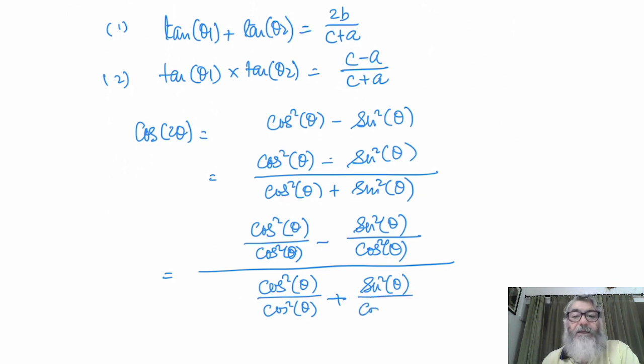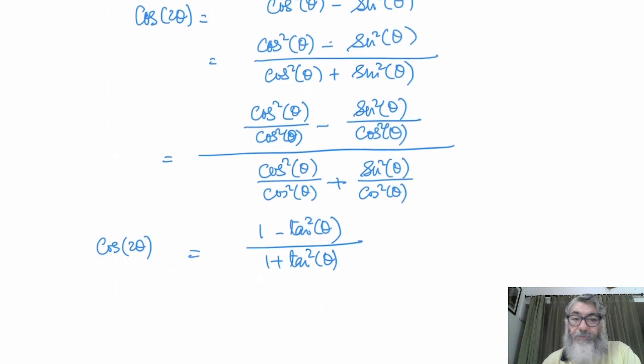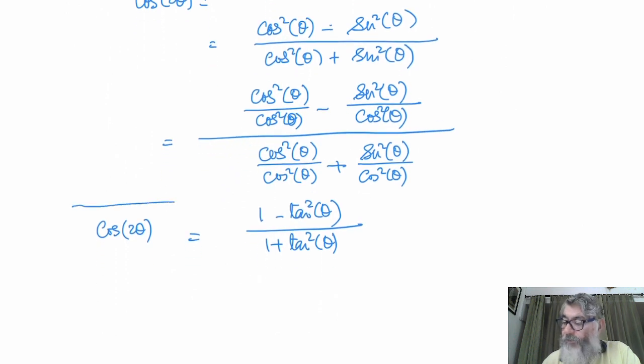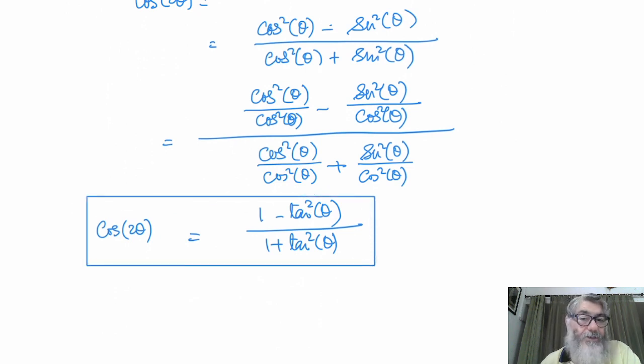So what will I get? In the numerator, cos square theta divided by cos square theta will give me 1, so 1 minus tan square theta. And in the denominator, I'll get 1 plus tan square theta. So actually, it is a method of expressing cos 2 theta in terms of tan theta. You could have directly written that, but I have derived this formula for you. I get cos 2 theta as 1 minus tan square theta upon 1 plus tan square theta.